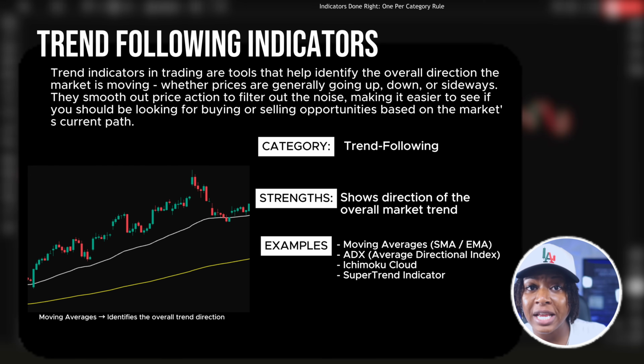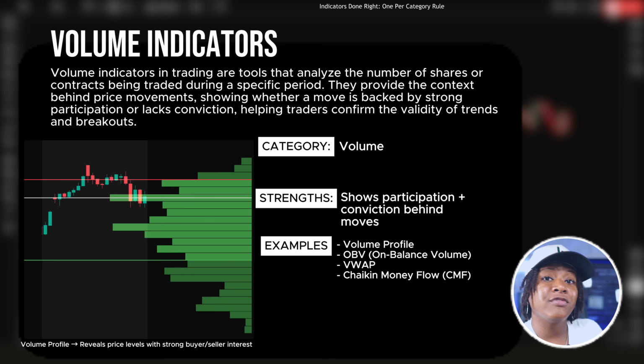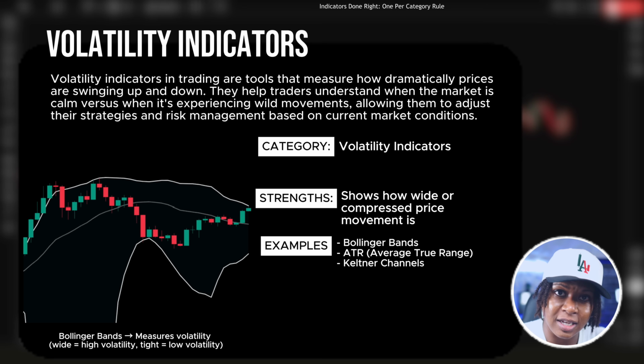You have trend indicators. These are going to help you figure out where the market is going. Is it bullish or is it bearish? Then you have momentum indicators. These are going to tell you how strong the moves are. You have volume indicators. These give you the behind the scenes context into the price movement. How strong is it? Then you have volatility indicators. The volatility indicators, they're going to show you how wild the price swings are.